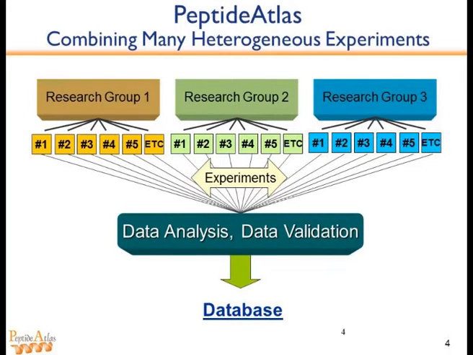So here's a graphic depiction of research group 1, 2, to group N. You have all these different experiments, and we'll do some sort of data analysis and validation, and we'll put it all in a database, or parts of it that belong in a database, and build an interface so that people can explore this.